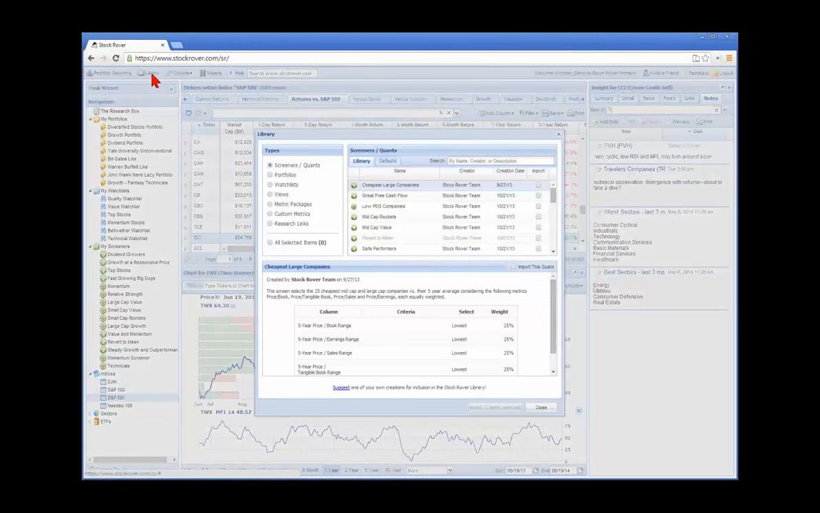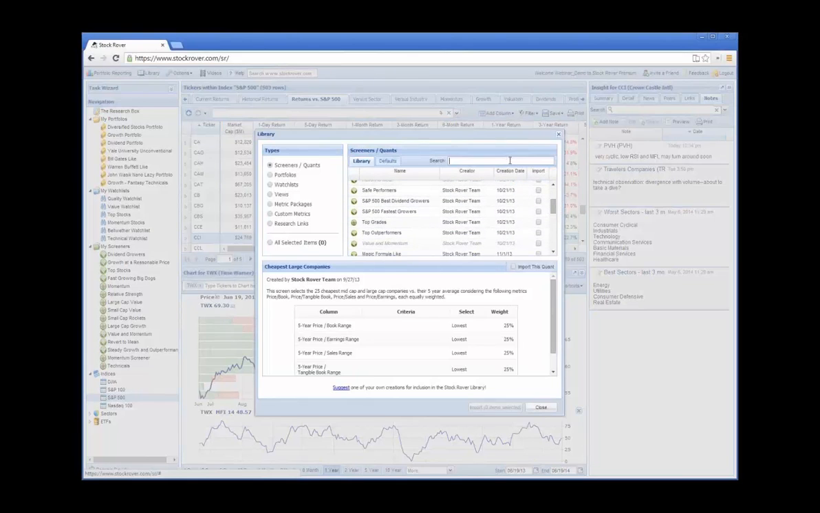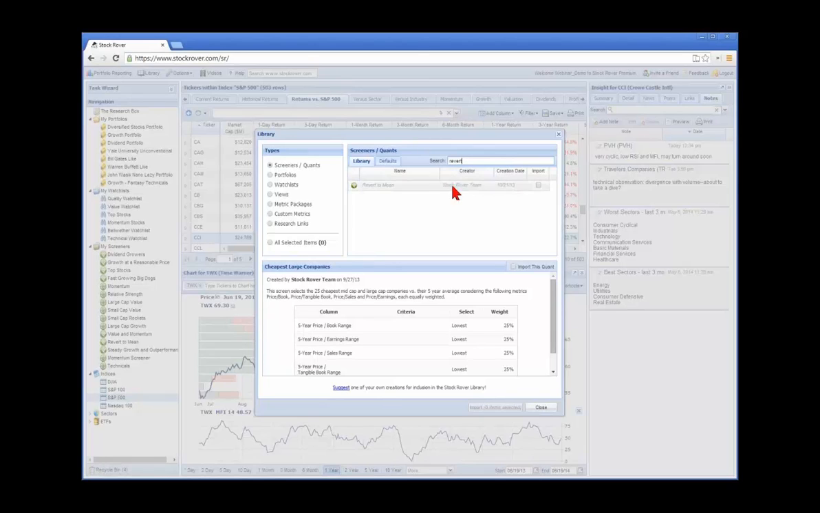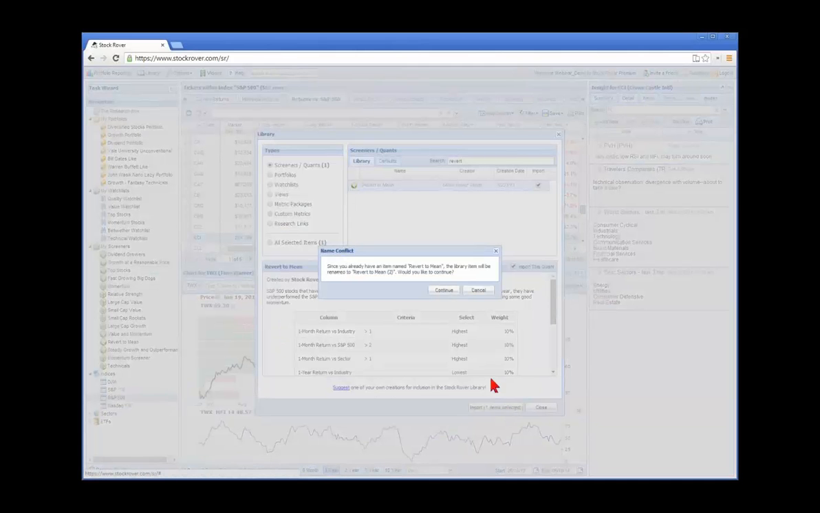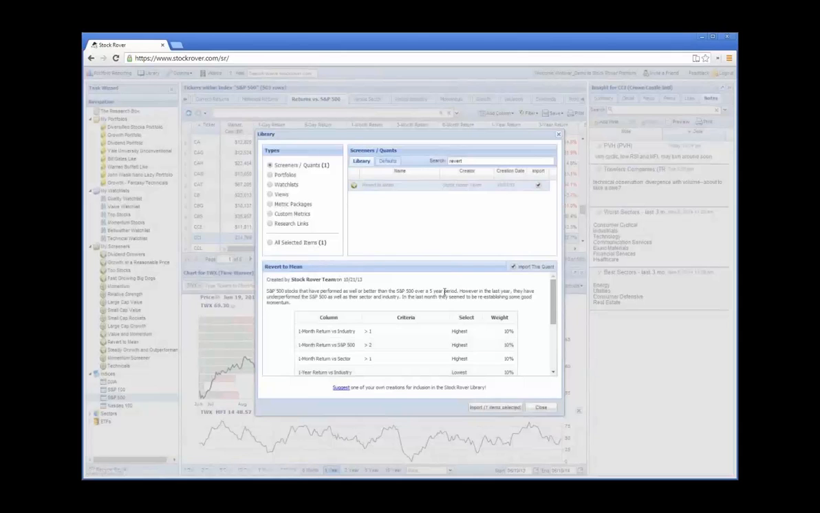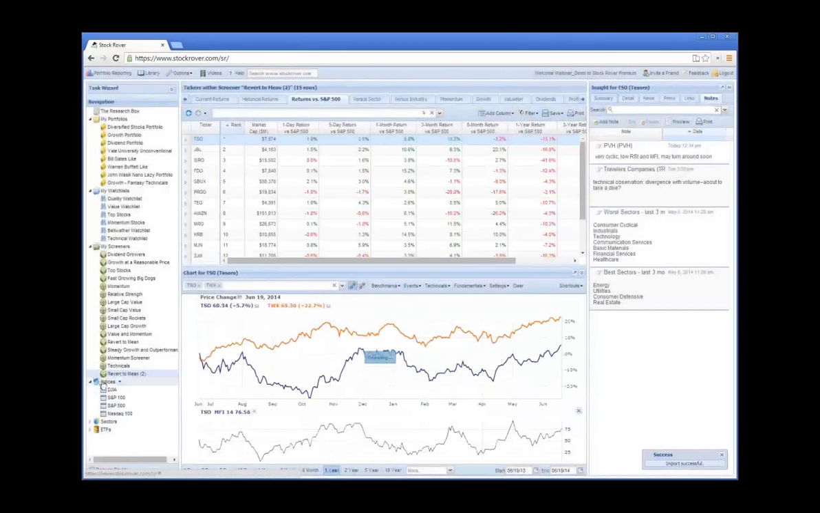So if you click the library in the top corner up here, this is where you can download any free screener of ours that you'd like, and you can search. So revert to mean, it's italicized because I already have that in my library, but basically you would just go to the library, search for it, select import, and then since I already have this in my account, it's going to prompt me that I already have it. So I'm going to rename it and then click continue. And you can see that it's just added it again. So any of the screeners that you see over here, it's possible that they're from the library up here in the top left.